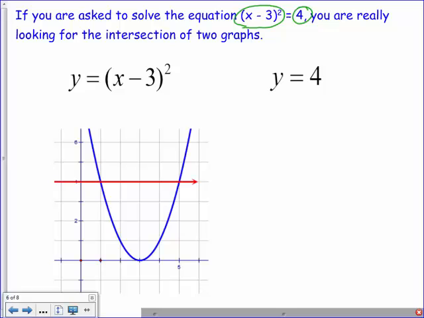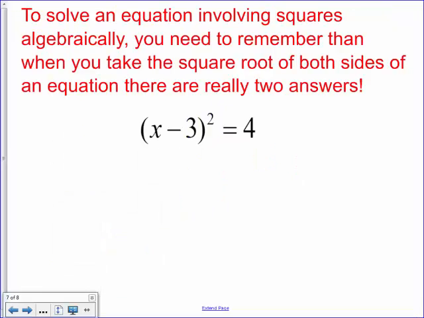So I got my y equals 4, and then we got our y equals x minus 3 squared. Well, it's just like a system. The solution is where they intersect. So in this case, x equals 1 and x equals 5. It's got two solutions. Well, what if I wanted to solve that guy algebraically?